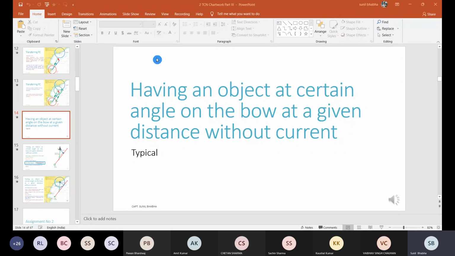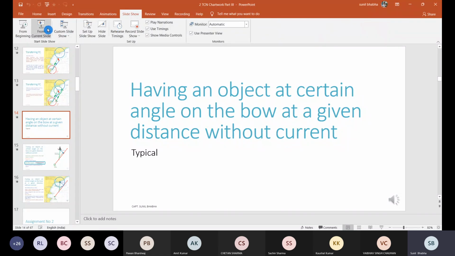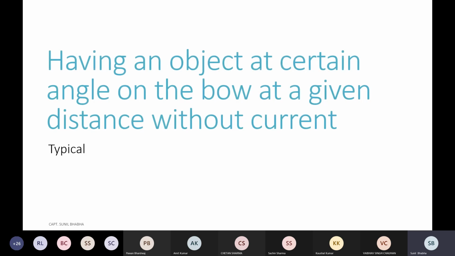Okay, beta, I hope you can see the presentation. Yes, sir. Okay, so let's continue. This is the topic we have. So we have our next topic now: having an object at a certain angle on the bow at a given distance, without current.